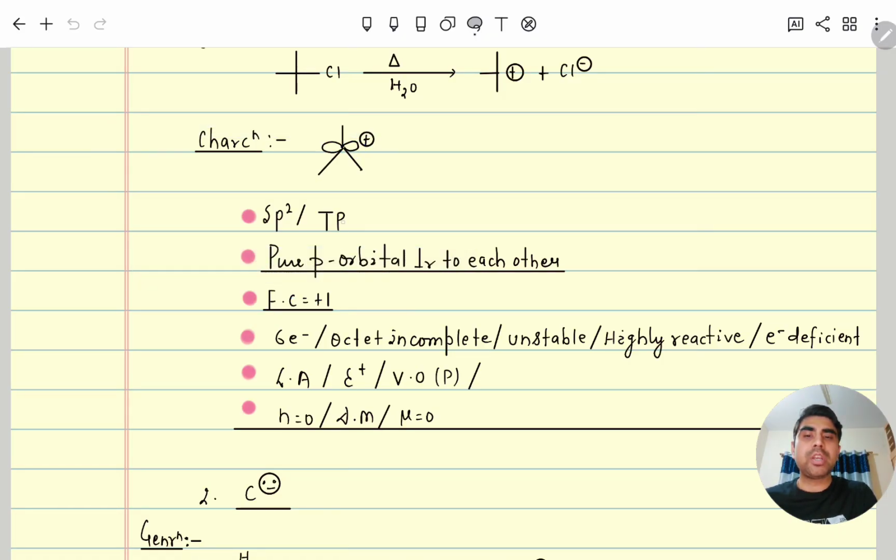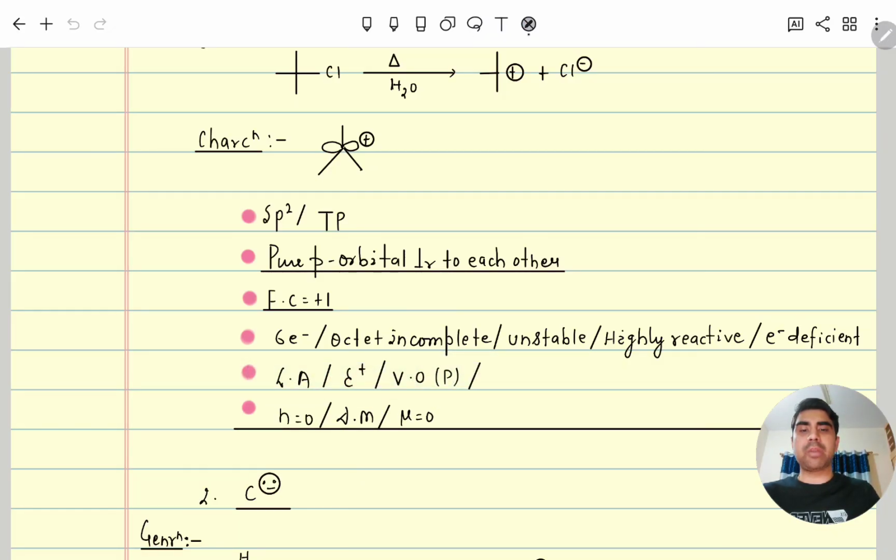Formal charge is +1, with 6 electrons. Overall in the octet, how many are mutually shared? 2, 2, so total 6 electrons. The octet is incomplete, so it is unstable, highly reactive and electron deficient. Electron deficient means Lewis acid, or electrophile. The vacant orbital is p. Number of unpaired electrons is 0. It is diamagnetic, so mu is 0.